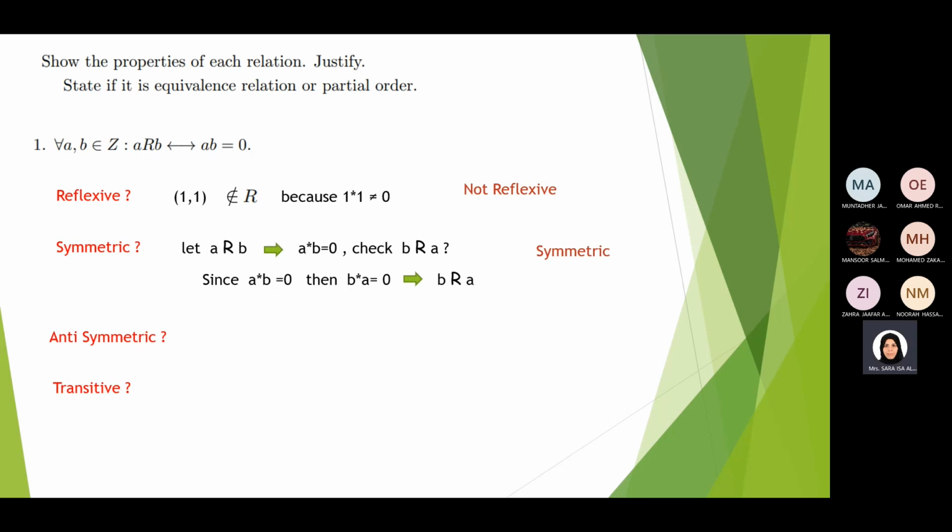Is it anti-symmetric? What do you think? No. Why? Because it's symmetric, usually it will be not anti-symmetric. Okay, but you have to give a counter example. One of the possible counter examples: if we put (5, 0), the result of multiplying them is 0. (0, 5), the result is 0. But 0 and 5 are not the same element. So it is not anti-symmetric. Is it transitive?